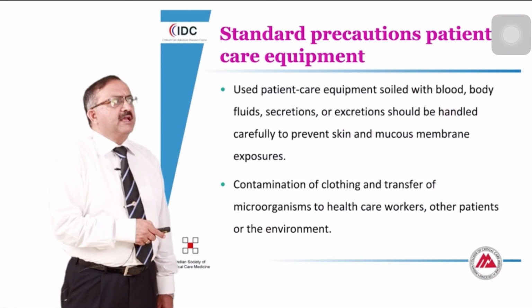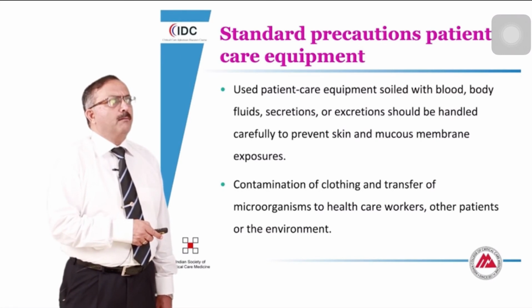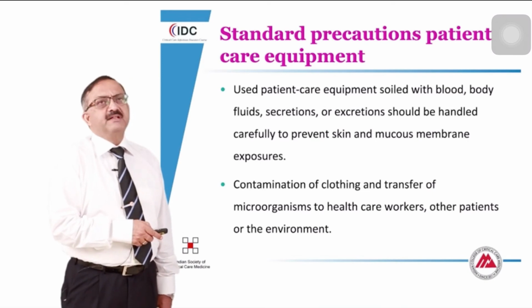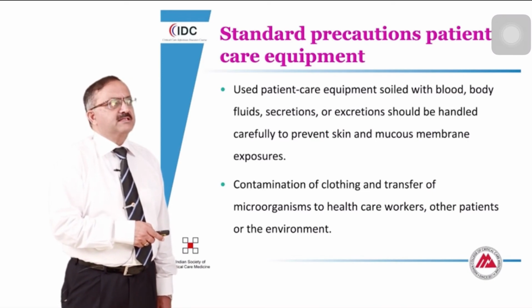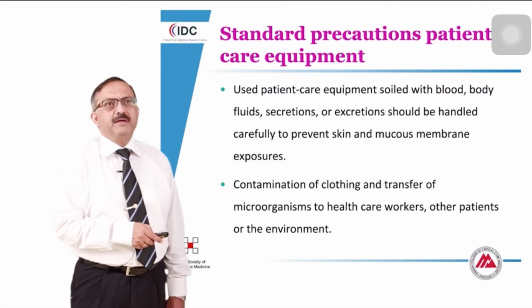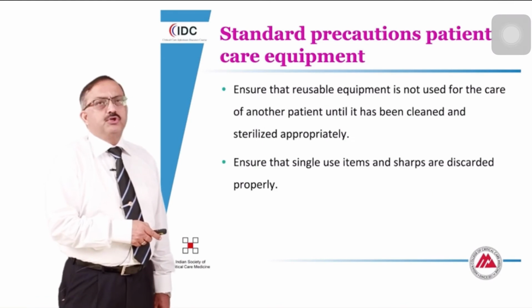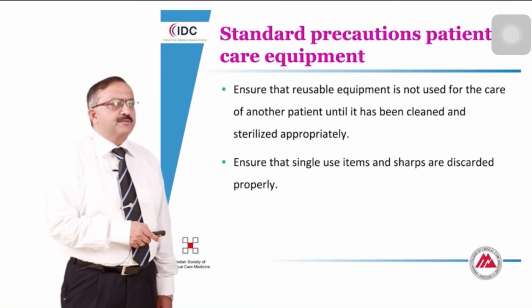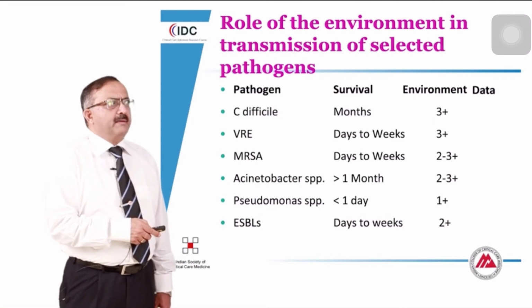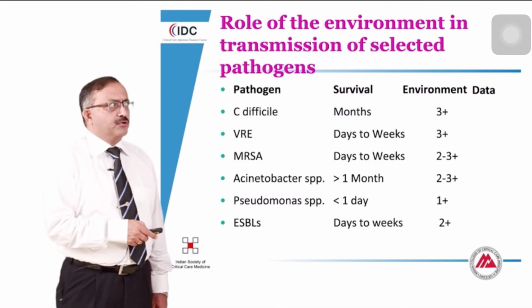Used patient care equipment soiled with blood, body fluid, secretions or excretions should be handled carefully to prevent skin and mucous membrane transmission, contamination of clothing, and transfer of microorganisms to healthcare workers, other patients or the environment. Ensure that single-use items and sharps are discarded properly. Now, this is the role of environment in transmission of selected pathogens.